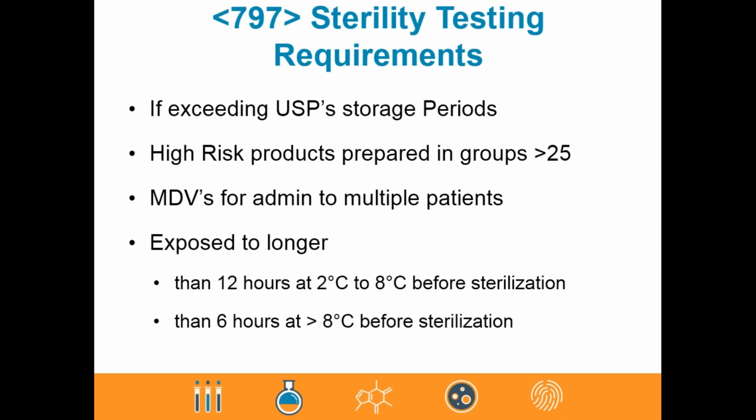So for the 503As, the sterility testing requirements. Again, if you're exceeding those use periods, that very important table we showed earlier, you have to have a sterility test. So you also have to have a sterility test for high-risk products that are made in batches larger than 25, multi-dose vials for multiple patients, and if you've exposed your product to the refrigerator for more than 12 hours before refrigeration, or warmer than that for 6 hours. So keep in mind these 4 requirements for sterility testing, and that is on every batch.